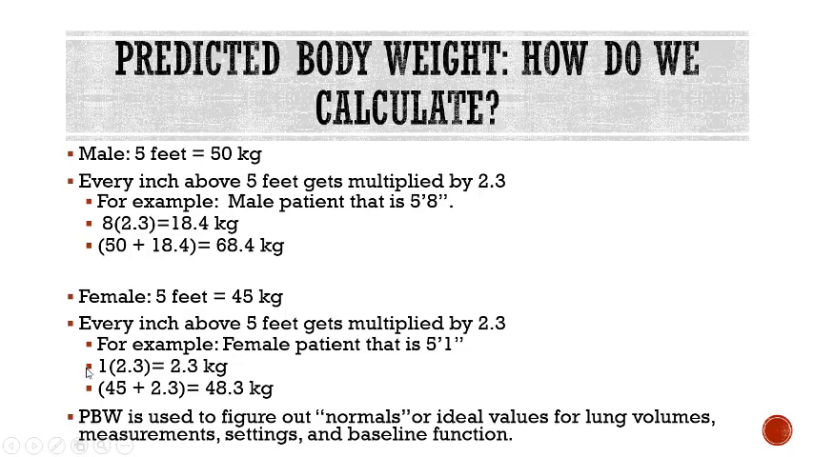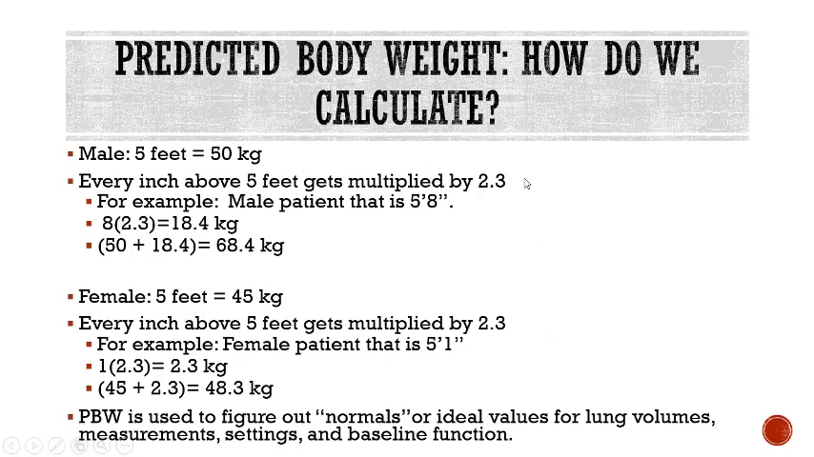For the next patient, you still do the same thing in the sense that every inch above 5 feet gets multiplied by 2.3. For this one, your patient is a female patient that is 5'1". So you're going to do 1, because that's 1 inch above 5 foot, times 2.3 equals 2.3 kilograms. Your base number is smaller because it's a female, so it's 45 instead of 50. You're going to add that to the 2.3, and you should get 48.3 kilograms.